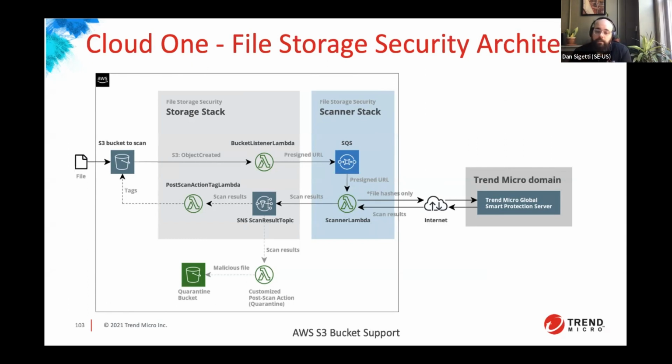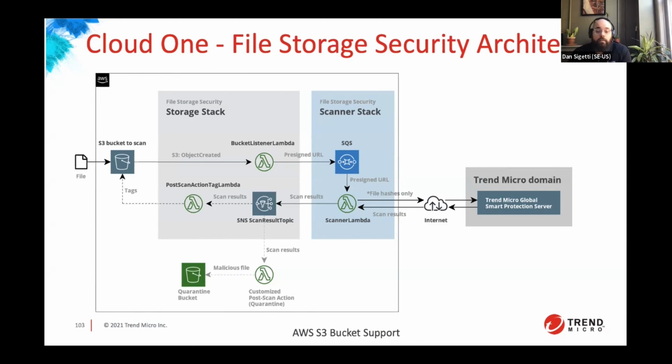The Trend Micro domain gets referenced if we happen to find a file that we don't have a signature pattern for. We'll go out to the Trend Micro domain and send a CRC hash of that file. So we're not ever sending content. We're sending a CRC hash of that file to the Trend Micro domain, determining if we have a new signature pattern for it or if we don't, and then we're bringing that information back down to the scanner Lambda.